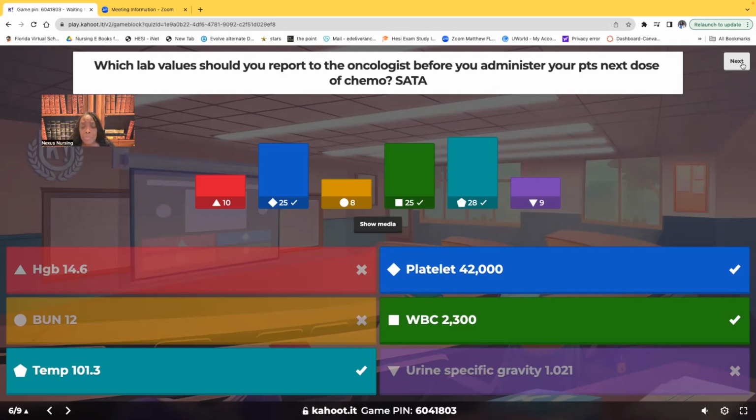That's letting us know this patient most likely has an infectious process happening. Okay, so we have to let the healthcare provider know. All of the other values are within normal range, so there wouldn't be anything to report. You're always going to report what's wrong. If your patient's good, we're happy about that.